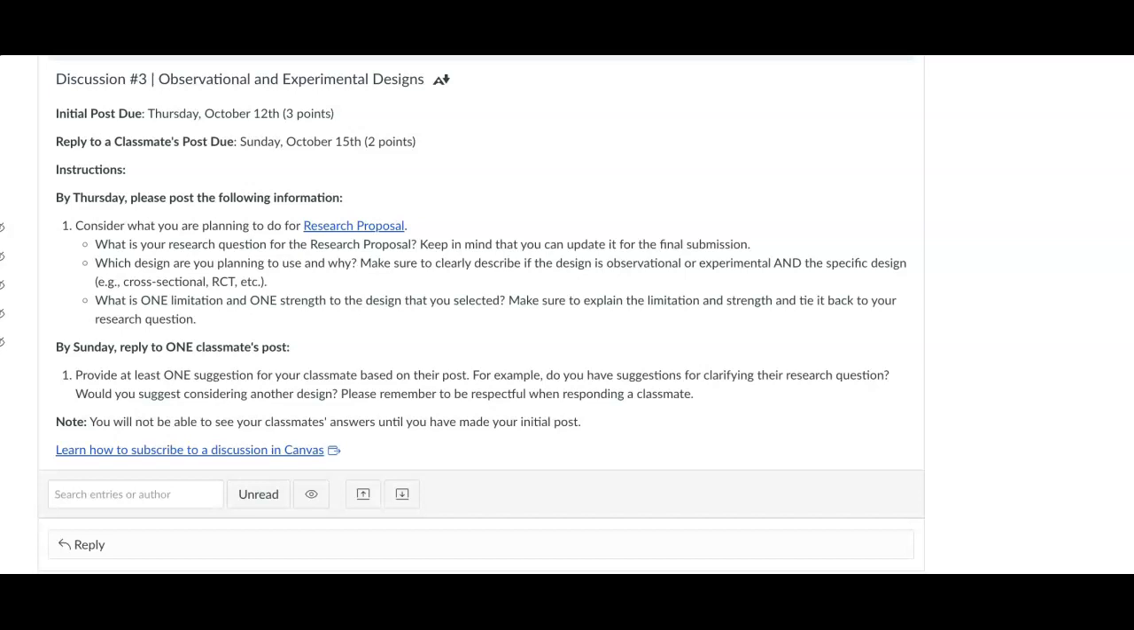So let's say that my research question, for example, is what health beliefs are associated with flu vaccine uptake among pregnant women in California? Let's say that I am thinking about using an observational design, specifically a cross-sectional study. I am going to pick that because I just want to know, is there an association between those particular health beliefs and vaccine uptake? A limitation and a strength.